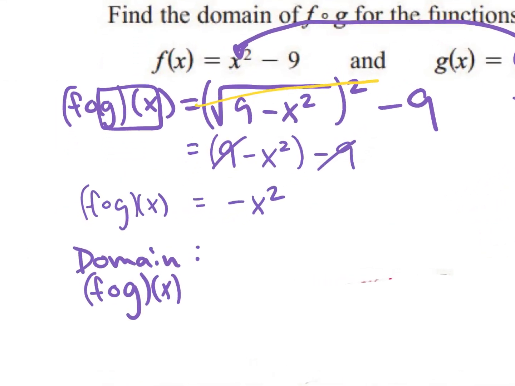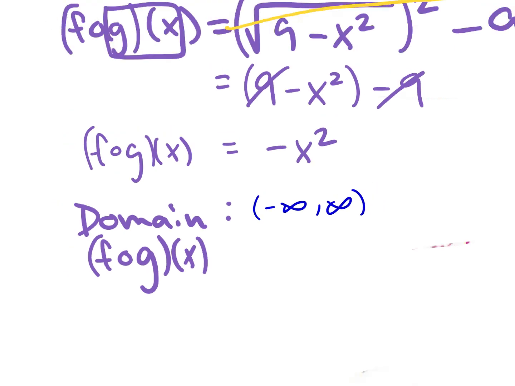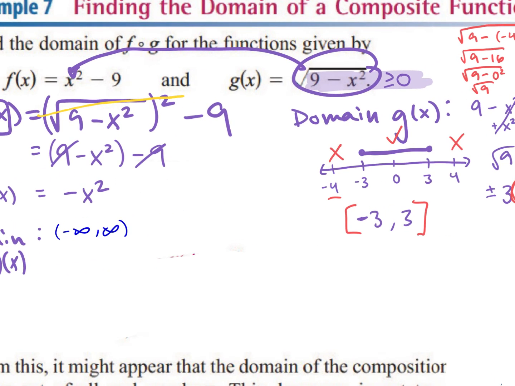Let's look at our domain for f of g of x. So here, f of g of x is negative x squared. Is there any value that I can't have for x? No, I could plug in whatever I wanted for x and square it and make it negative. So what do you think my domain is here? Negative infinity to infinity. So if I go back to my number line here, negative infinity to infinity would be everything.